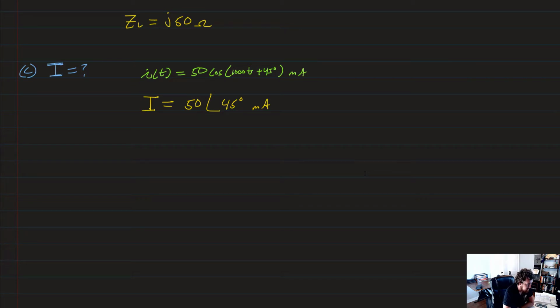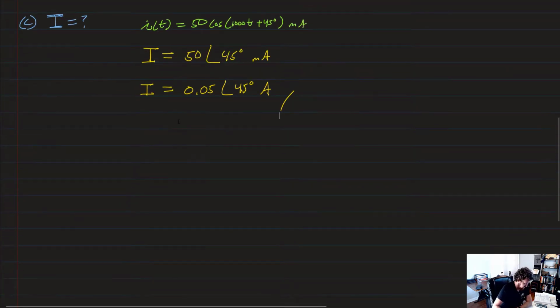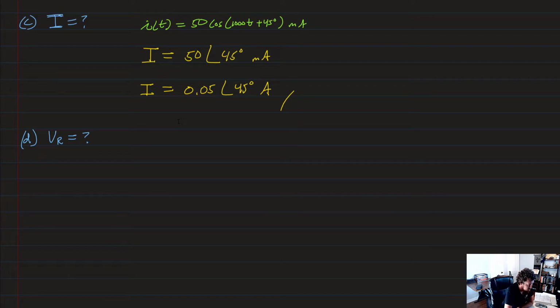And that's in milliamps. Now the milli translates only to the absolute or the maximum amplitude, so we could also just write that it's equal to 0.05 at an angle of 45 degrees, and that would be in amps. So that's another sort of alternate solution. Both of these solutions are correct. Part D asks us to find the voltage drop across the resistor, V R, is equal to something.